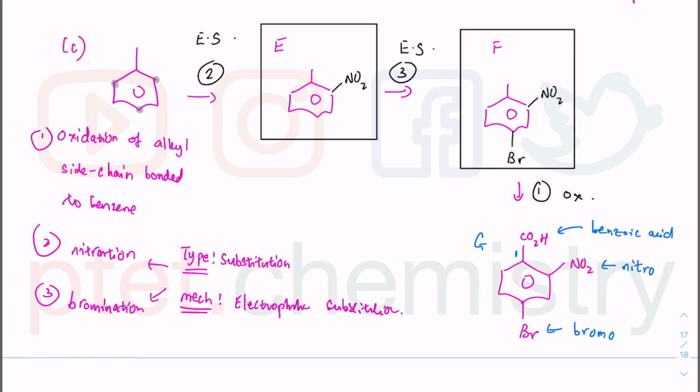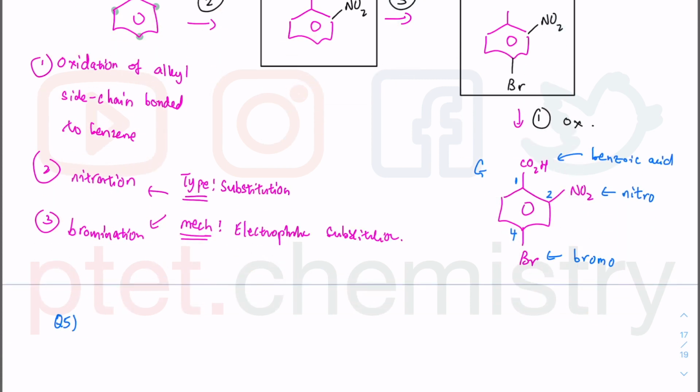So I've got 2 nitro and I've got 4 bromo. So in terms of the substituents, we want the one with the lower alphabet to come first. So it's 4 bromo and 2 nitro. In terms of the alphabet, B comes before N. So question 5, C part 1, the systematic name for G is going to be, what did I say just now? 4-bromo-2-nitrobenzoic acid.